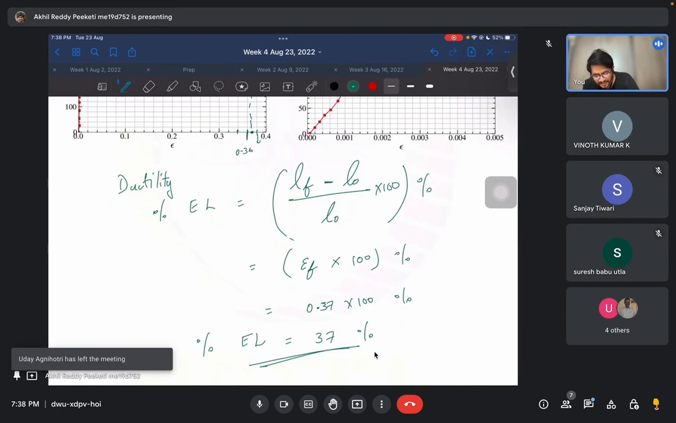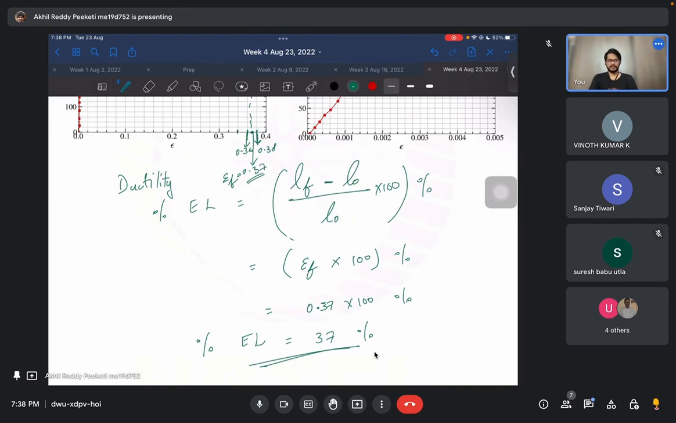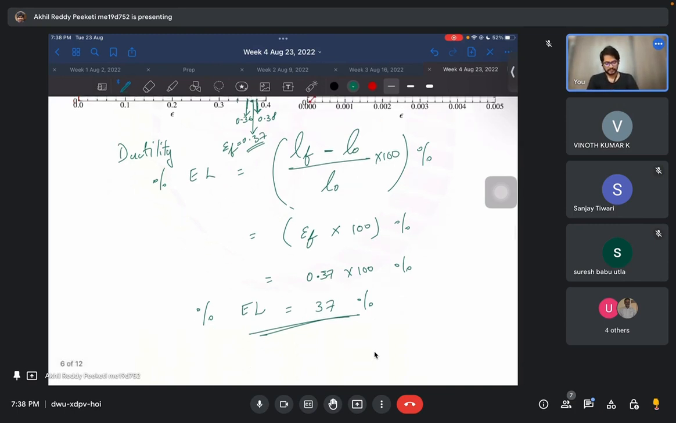So this is 0.36 and this is 0.38. So I wrote wrong. Okay. So this is 0.4, 0.36. So it's in between those two. So let's take it as 0.37 as the epsilon at fracture, strain at fracture. So the percentage elongation is 0.37 into 100 in percentages, so 37%.